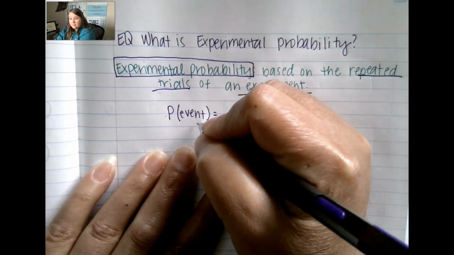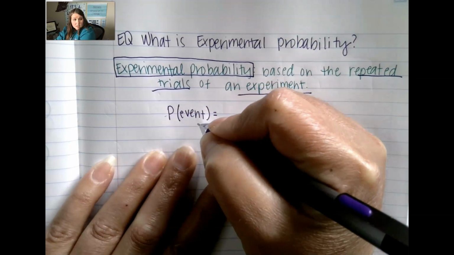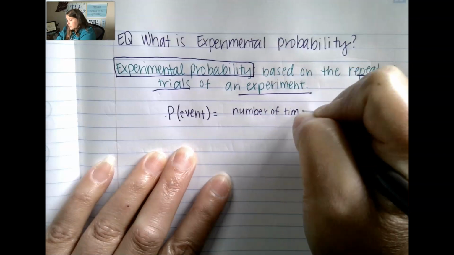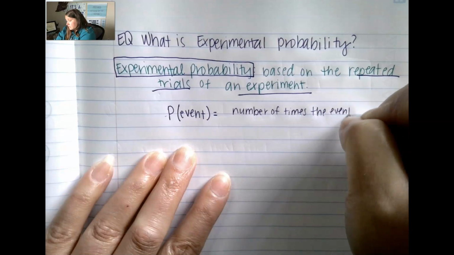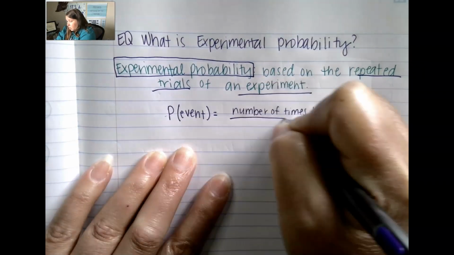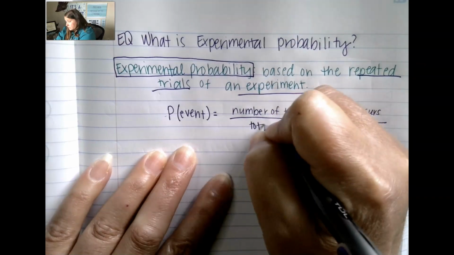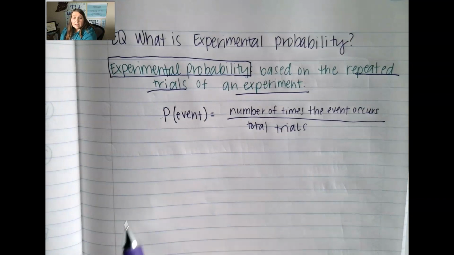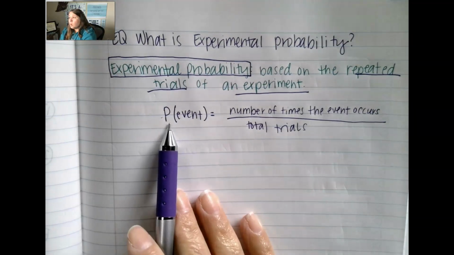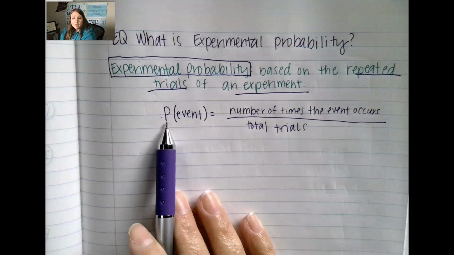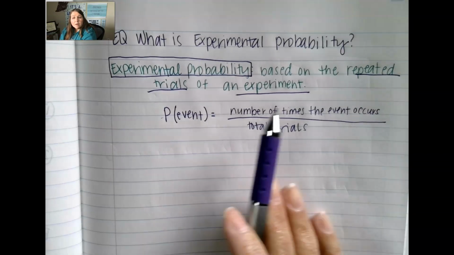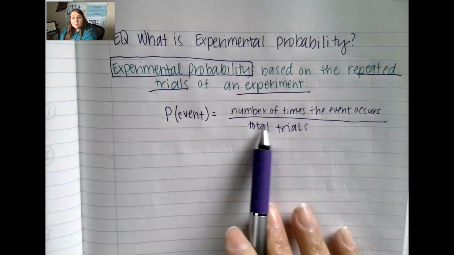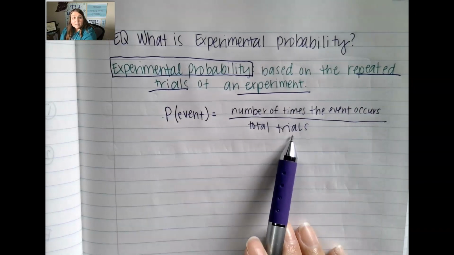So the probability of the event, so P of the event, is equal to the number of times the event occurs over the total trials. Okay, so maybe my event is rolling an even number. So what's the probability of rolling an even number? Well, let's say that I roll an even number 6 times out of 10. So the experimental probability is 6 out of 10, or 60%.